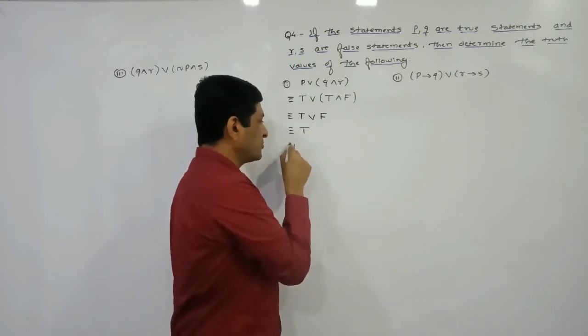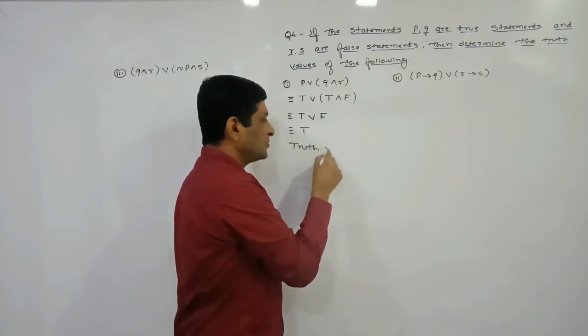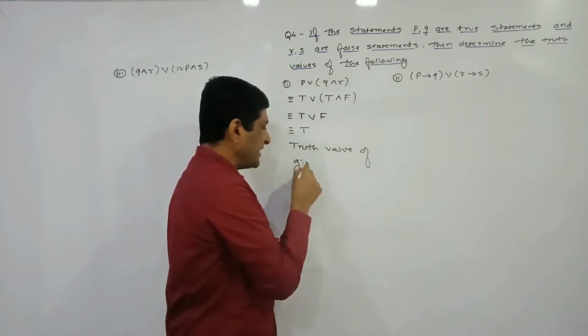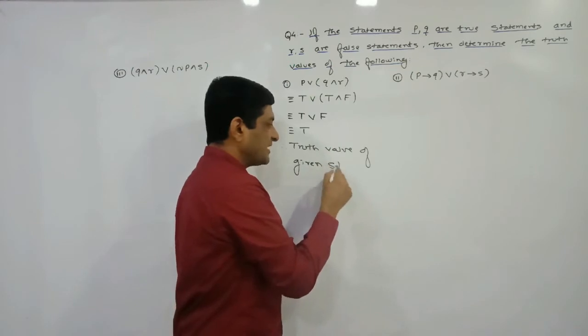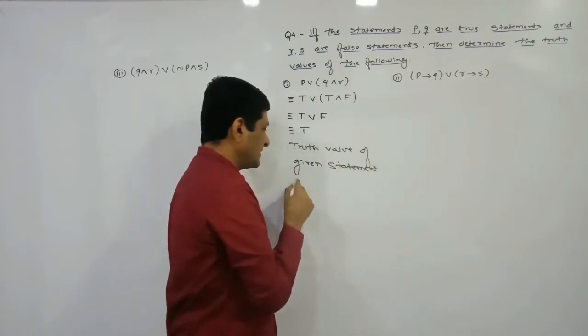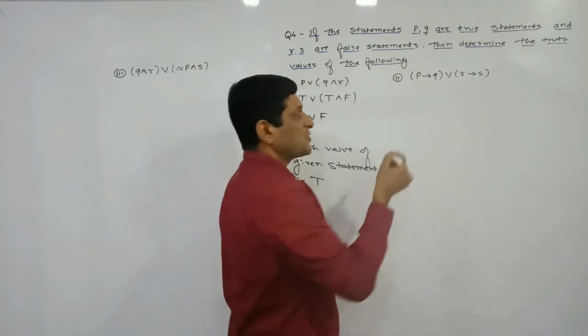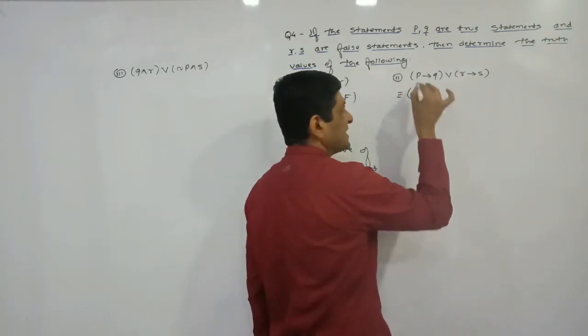So therefore the truth value of the given statement is what? T. In this way we have got the truth value. Let us try to solve the second example also using the same method.